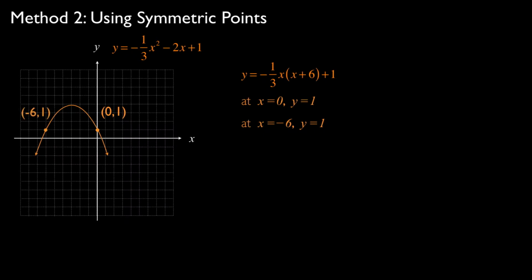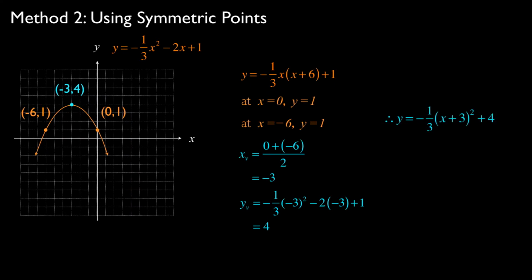And so now we have our two symmetric points. And so that will lead us to getting the x-coordinate of our vertex by taking the 0 plus the negative 6 over 2 for negative 3. And the y-coordinate of our vertex, substituting in the negative 3 for x, I get y equals 4. And so I get a vertex of (negative 3, 4), and my a value is negative 1/3 from the original equation. So I simply and easily get y equals negative 1/3 (x plus 3) squared plus 4.